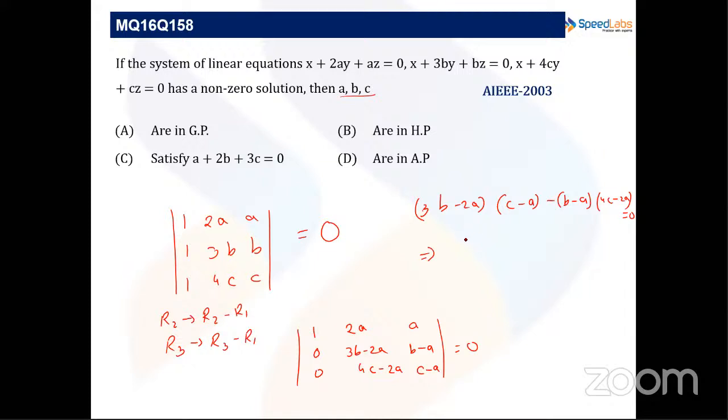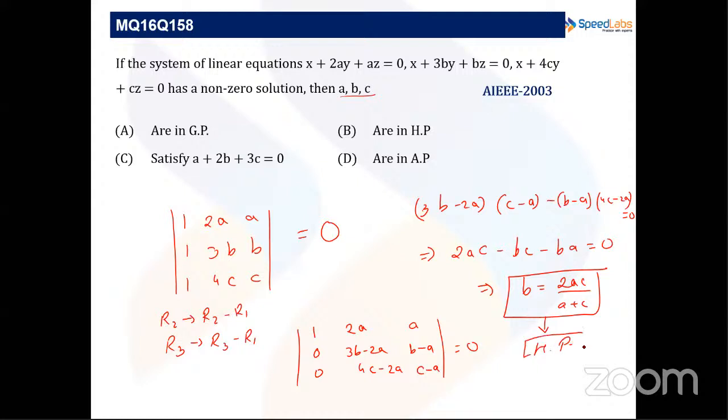So from this, you would be getting 2ac minus bc minus ba equals to 0. On simplifying this, you would be getting b is equal to 2ac upon a plus c. This is the condition for the terms to be in HP. This implies that A, B, C are in HP.